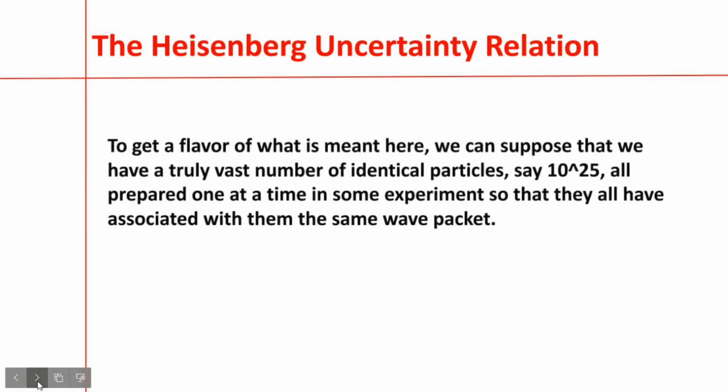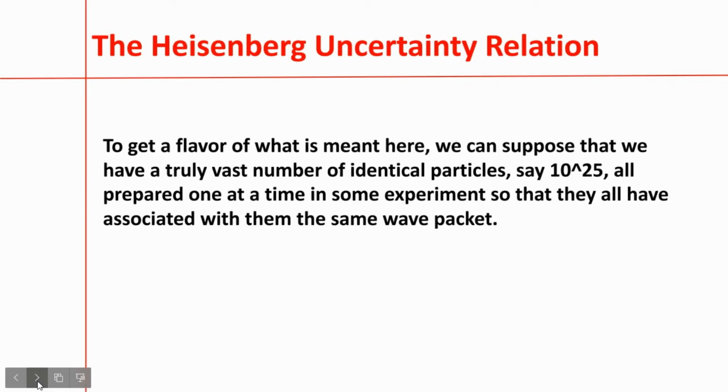To get a flavor of what is meant here, again we are discussing the Heisenberg Uncertainty Principle. We can suppose that we have a truly vast number of identical particles, say 10 raised to the power 25, all prepared one at a time in some experiment so that they all have associated with them the same wave packet. For half these particles, we measure their position at the same time, say 10 seconds after they emerge from the apparatus. And for the other half, we measure their momentum.